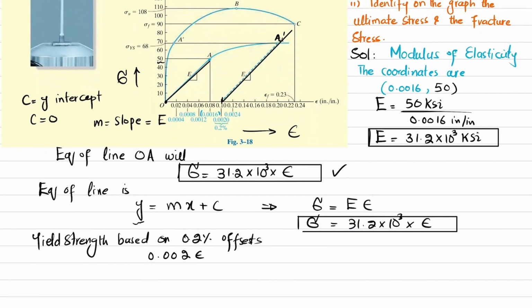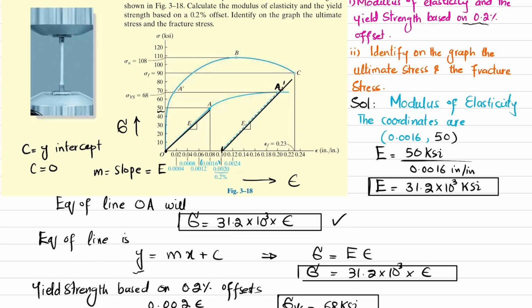So we can write that yield strength is equal to 68 ksi. Okay. Now in the second part, we have to identify on the graph the ultimate strength and the fracture strength.